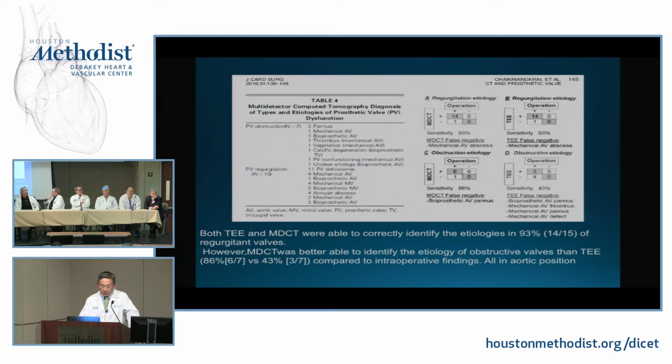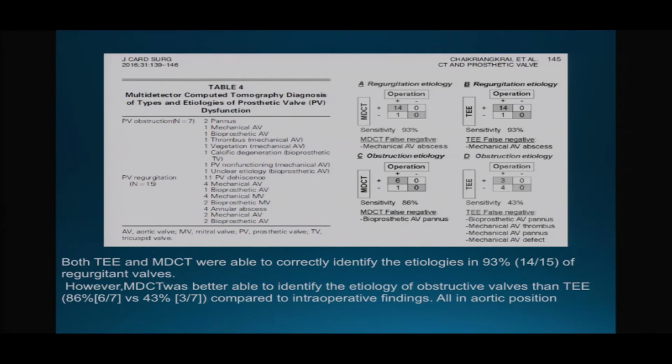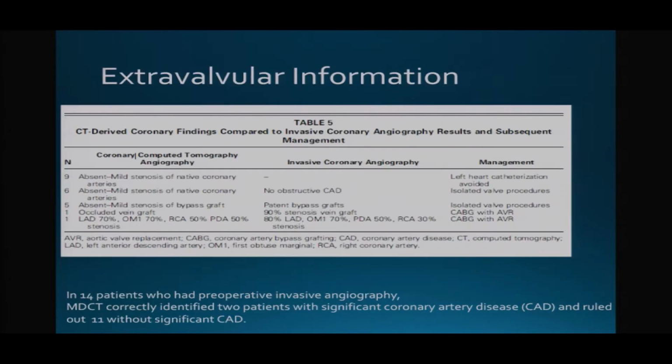So CT did a little bit better at identifying the etiology of the obstructive valve, like TEE, compared to the intraoperative finding. That's not surprising here, because obviously the patient had a TEE, and oftentimes if we have a question like the case we highlighted, we got a CT. So essentially we found that, as Dr. Zoghbi mentioned, the only case that CT missed was a very small pannus that we couldn't see on the CT.